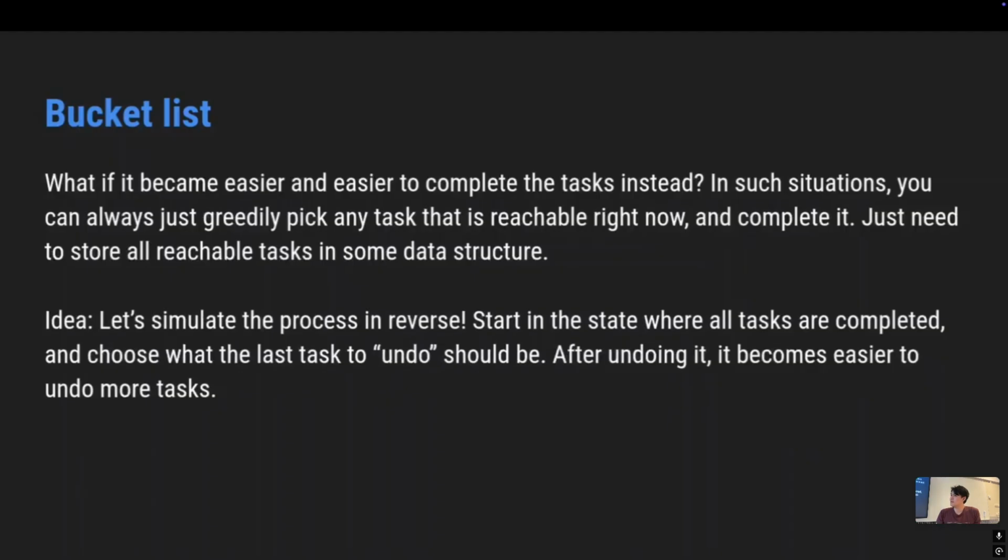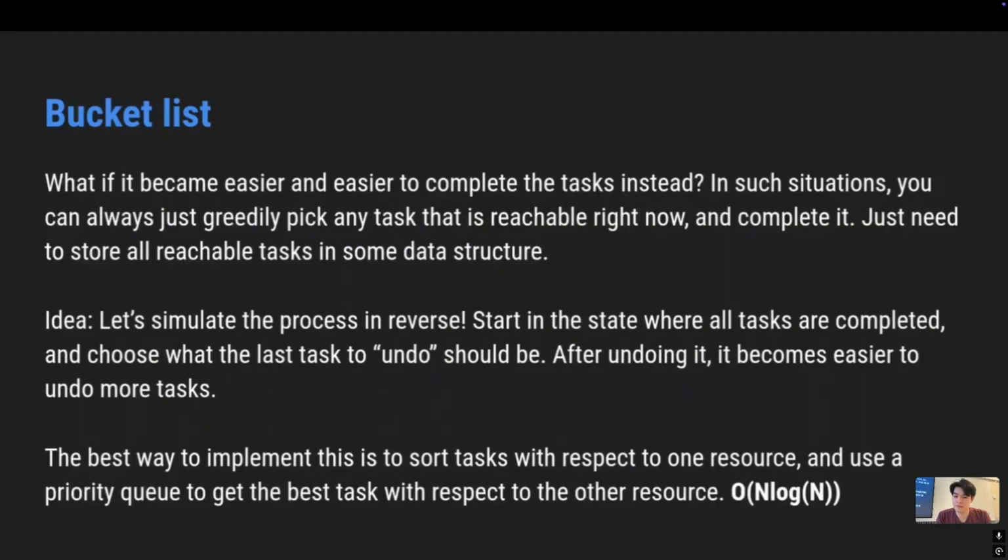And now this is a bit of a data structure problem. You have like 2 dimensions and you need to pick. You need to be able to keep track of what is your money and age right now and which tasks can you pick. I'm sure you can use some 2D data structures to do this, but the easiest way is to sort with respect to one of the resources. And then you just need to be able to take the best one with respect to the other resource. And you can just have a priority queue to do this.